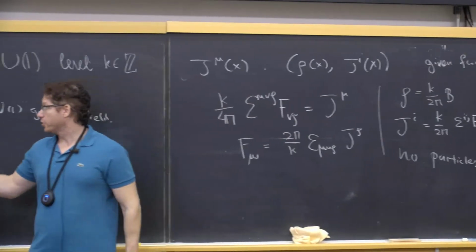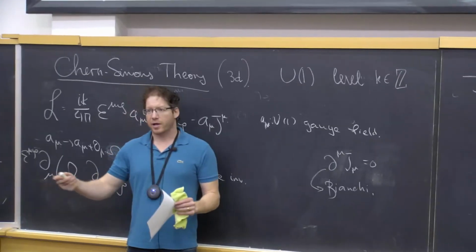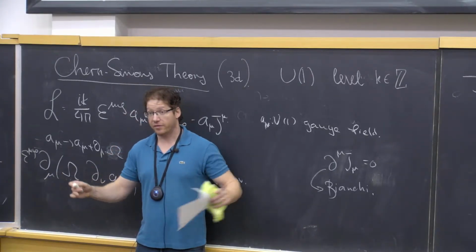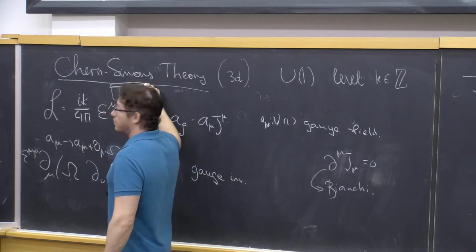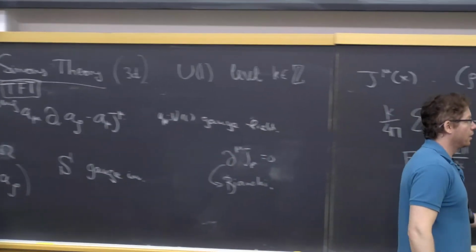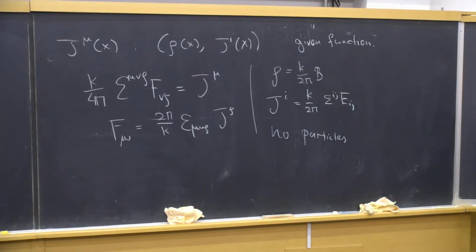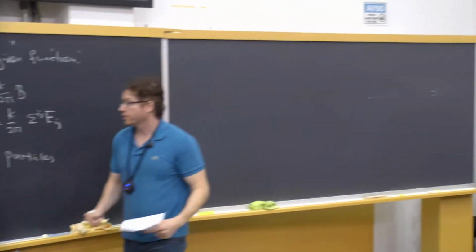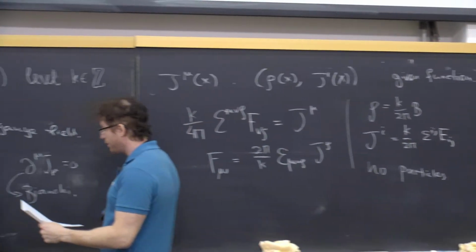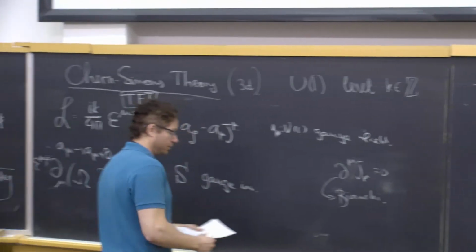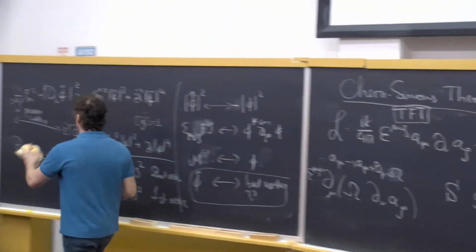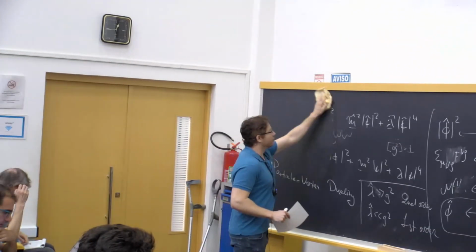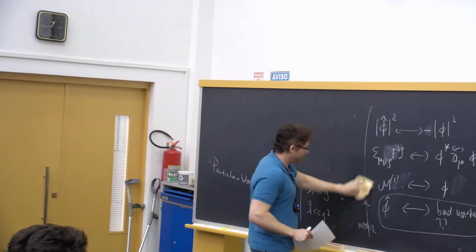For this reason, this theory is called the topological field theory, because it doesn't have propagating degrees of freedom. It only leads to some interesting global effects, which we will see soon. So this is why this is called the topological field theory. Okay? Well, that's one reason it's called the topological field theory. There is a more precise reason why it is like that. So now, to get more intuition, we'll just study what happens when we put some charged particles.